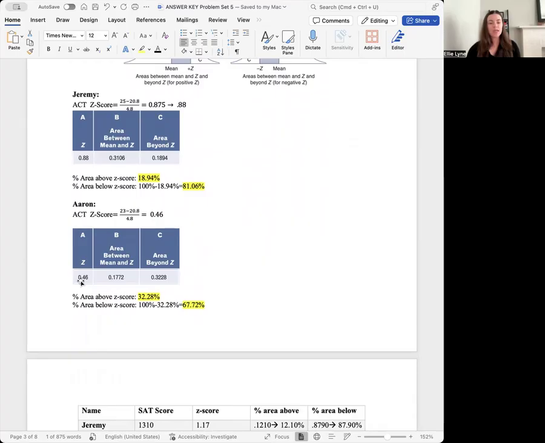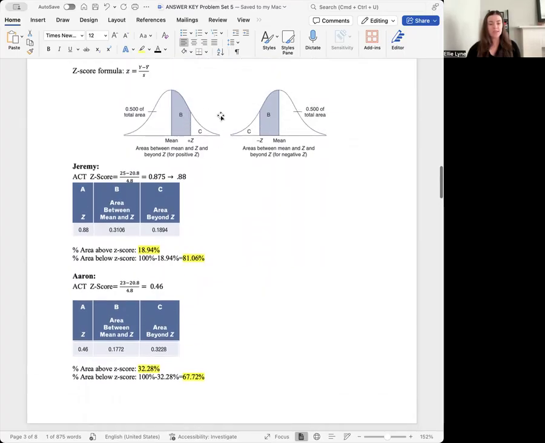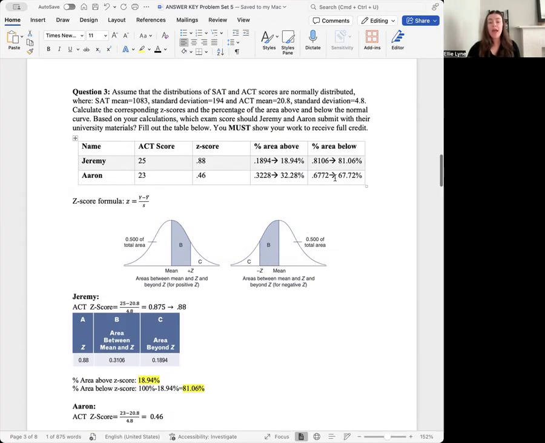The corresponding area beyond Z, or this C area here, which again, we know is the proportion, and we'll convert it to a percentage of test takers that scored higher than Aaron, or in other words, scored higher than a 23 on the ACT, is 0.3228. If we convert that to a percentage, it's 32.28%.